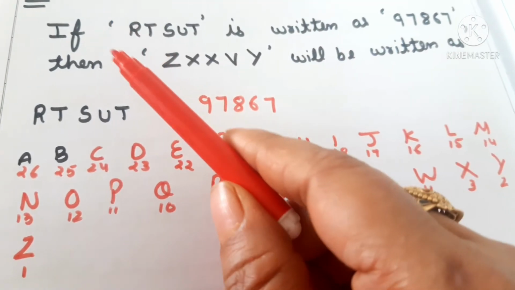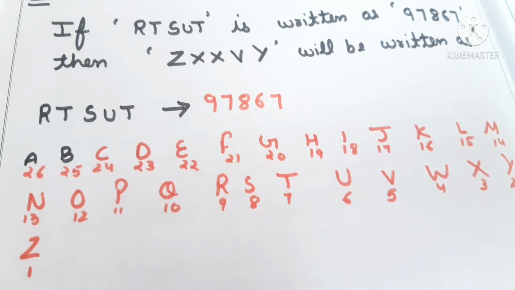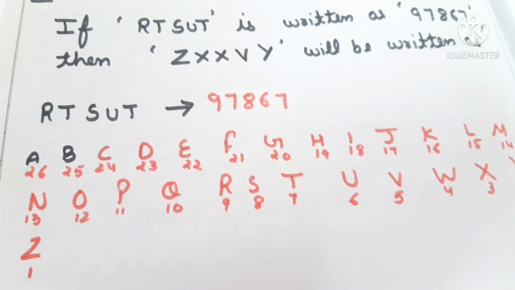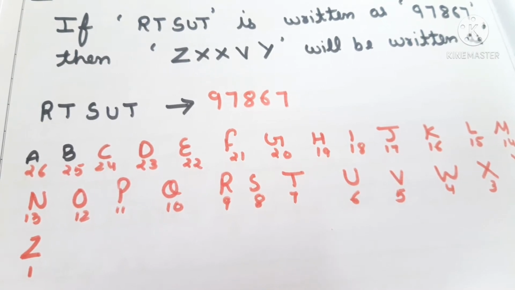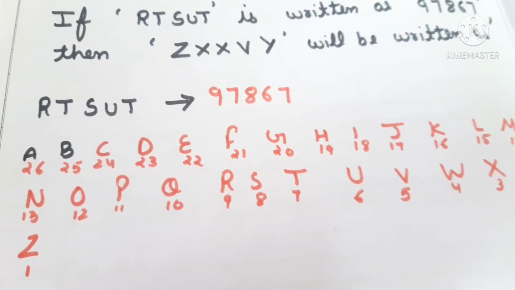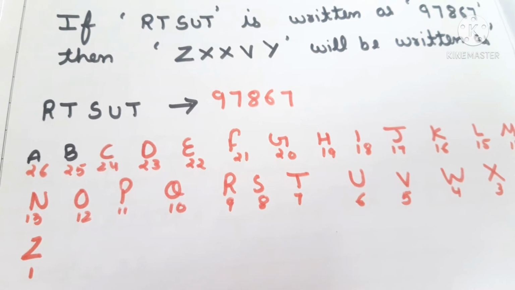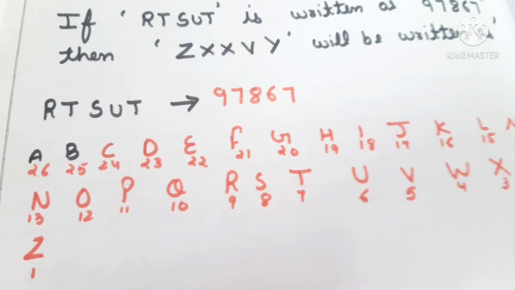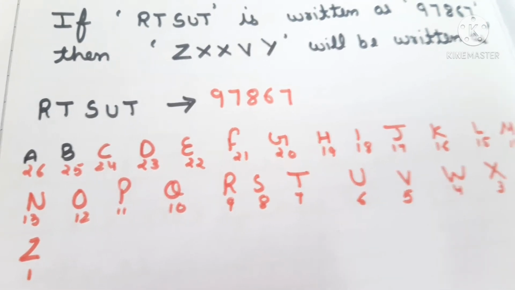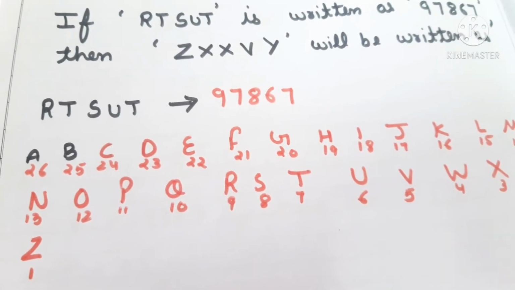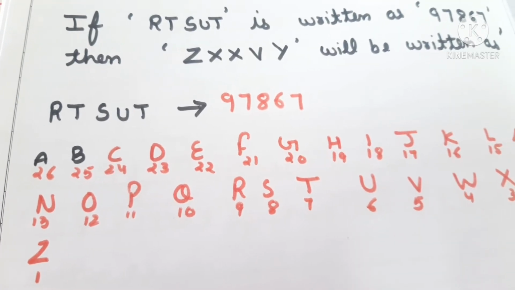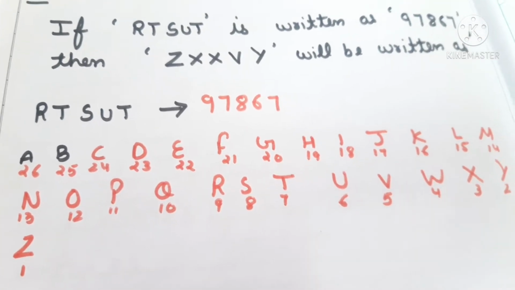Now in the next question we have, if RTSUT is written as 97867, then what will be the code language for ZXXVY? Now see students, whenever you are doing reasoning questions, just open your brain, think logically, think analytically about how they coded, how they used the code language. Then you will be able to find your answers.